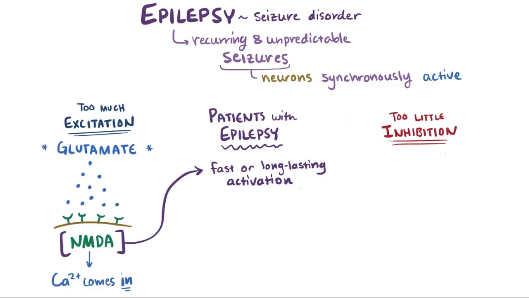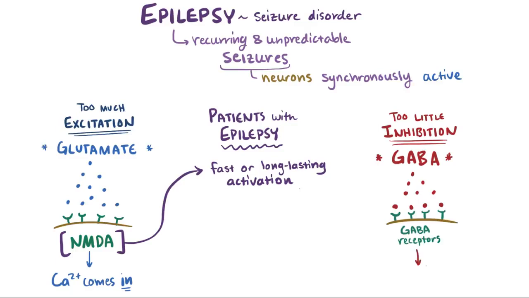On the flip side, the main inhibitory neurotransmitter in the brain is GABA, which binds to GABA receptors that tell the cell to inhibit the signal by opening channels that let in chloride ions, which are negative ions that tell the cell to inhibit signals.